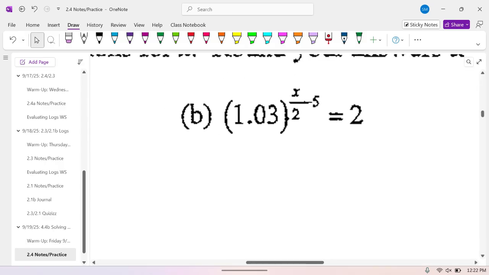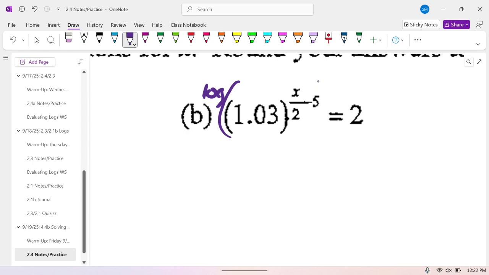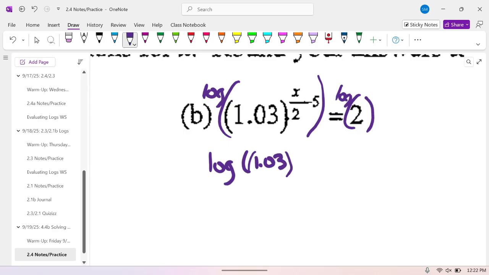All right. Let's go with Frederick. What's my first step? Right. Take the log of both sides. So this would be log of 1.03 raised to the x over 2 minus 5 power, and it's equal to log of 2.